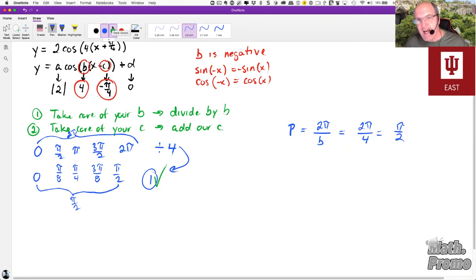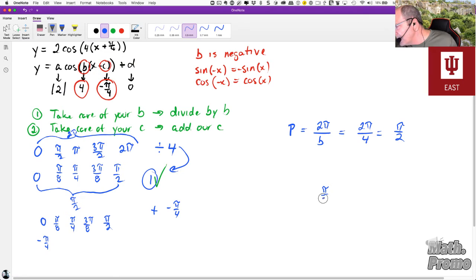Step 2 is we need to add our c. What was our c again? We're going to add negative pi over 4. So let's start again. We have our new set after the b: 0, pi over 8, pi over 4, 3 pi over 8, and pi over 2. And we're going to add a negative pi over 4. 0 plus negative pi over 4 is negative pi over 4. Pi over 8, right over here, pi over 8 plus negative pi over 4.